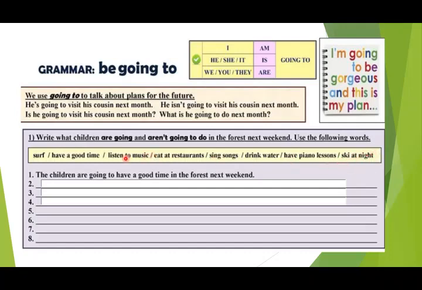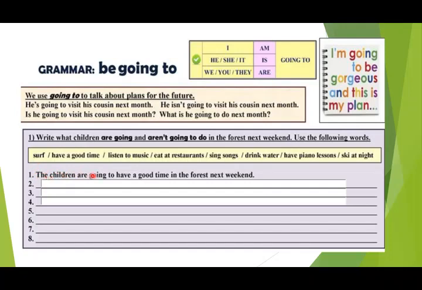Okay, so in this case, you have to use these words and make sentences using are going to or aren't going to do. Okay, ahora ¿qué es lo que vamos a hacer? Con estas palabras vamos a hacer oraciones con el going to afirmativo o aren't going to do en forma negativa. For example, the first one is an example, okay? El primero es un ejemplo.